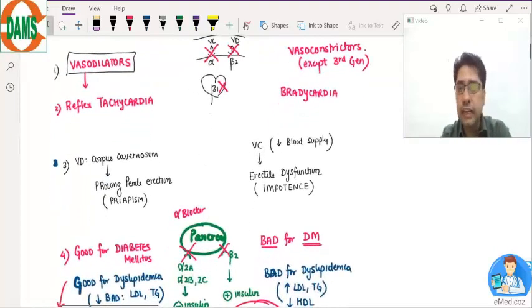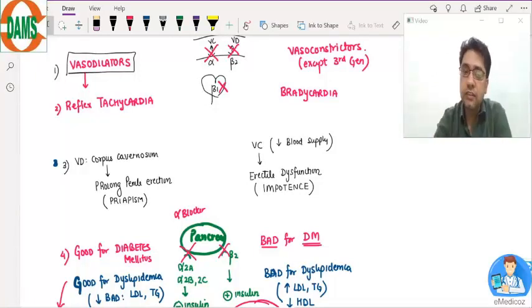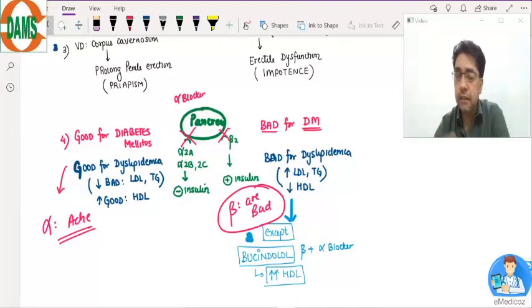As alpha blockers are vasodilators, they will increase blood supply to the penile area. Increased blood supply to the penile area causes penile erection, so they will produce priapism. Beta blockers reduce the blood supply to the penile area, so they will lead to impotence or erectile dysfunction. Alpha blockers are good for diabetes and dyslipidemia. Beta blockers are bad for diabetes and dyslipidemia.